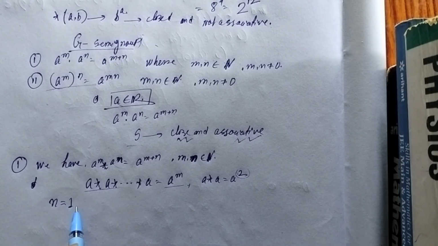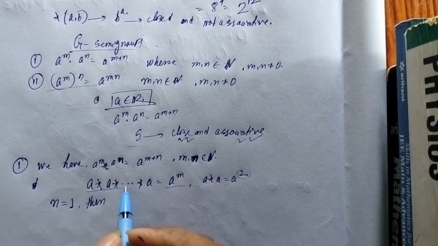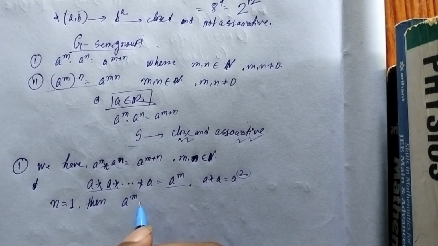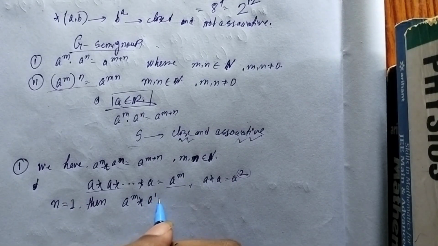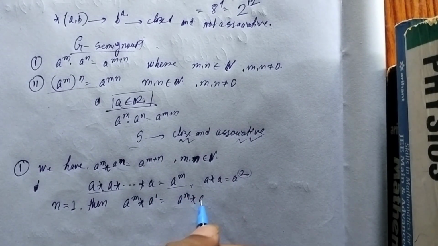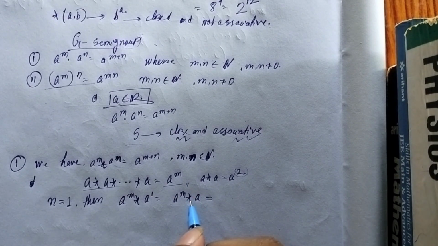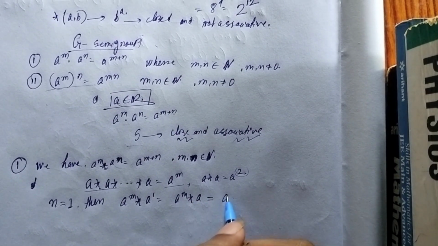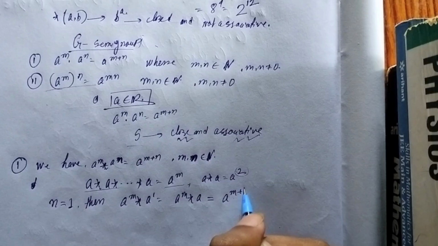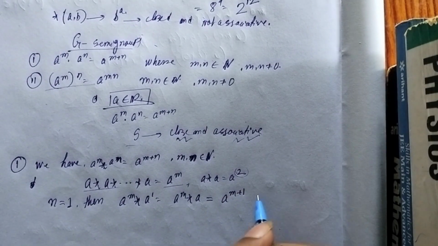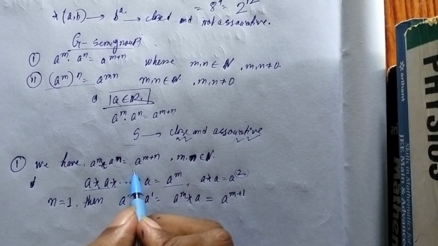Now let's say n equals 1, then a to the power m star a to the power 1, so this is going to be a, using this property. We are just multiplying a with a to the power m, that means m plus 1. So this is true for n equals 1, that means this result is true for n equals 1.